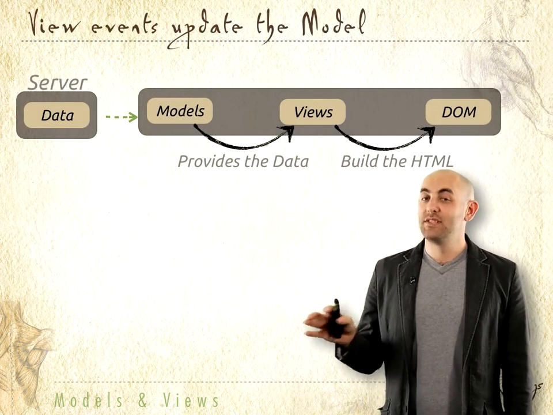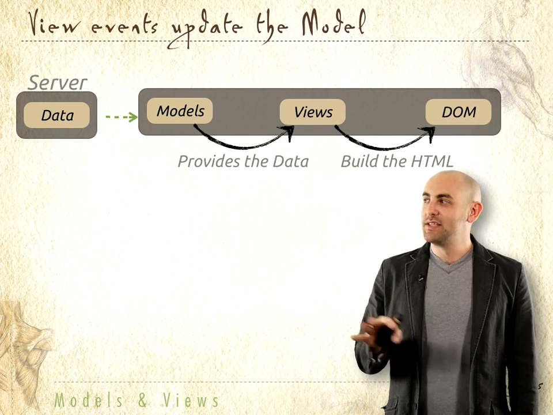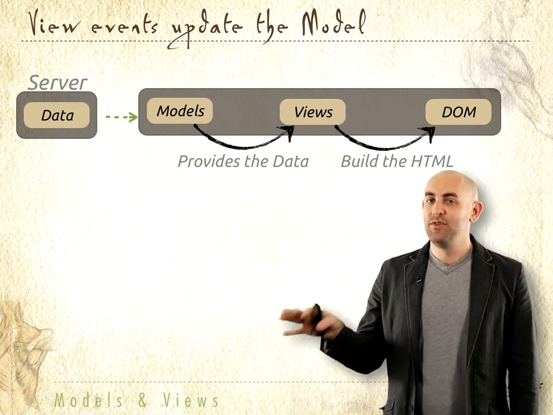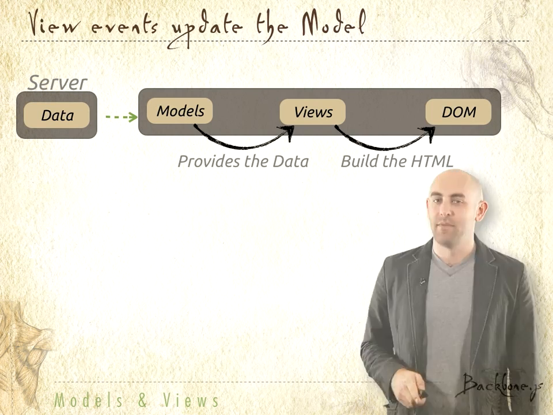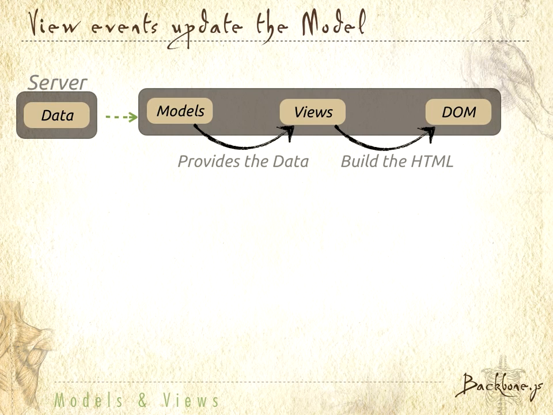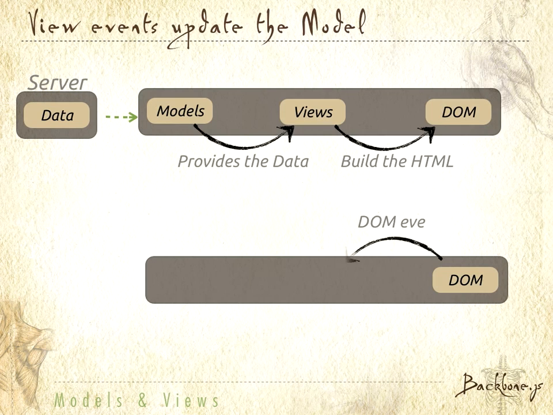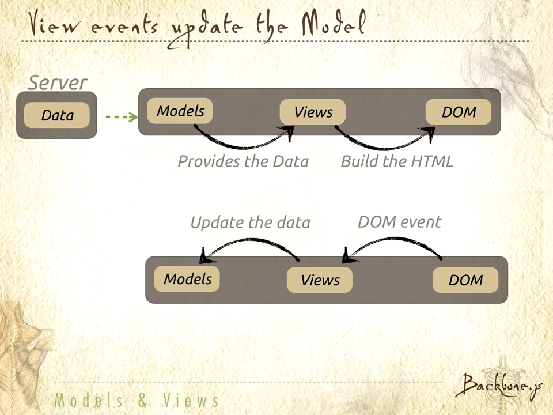If you remember this diagram from level 1, you can see that our models provide the views with the data, and then it's the view's responsibility to build the HTML. So we can also go the other way. When a DOM event happens, it is the view's responsibility to handle that and update the model. Now that the model has the new data, it can update the server.